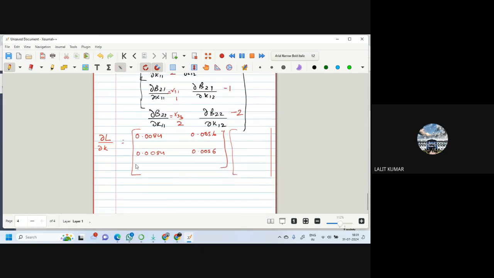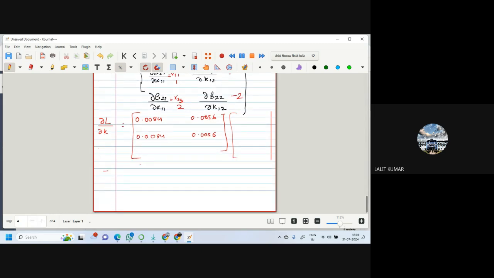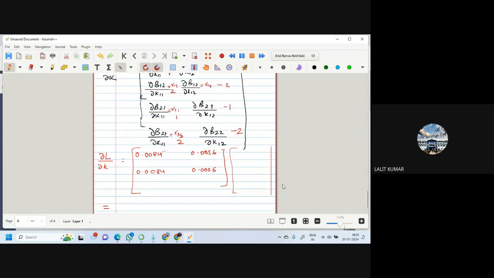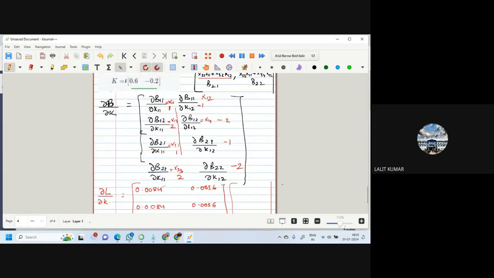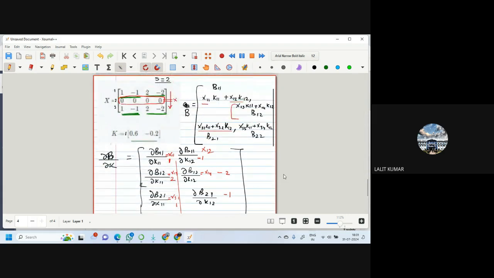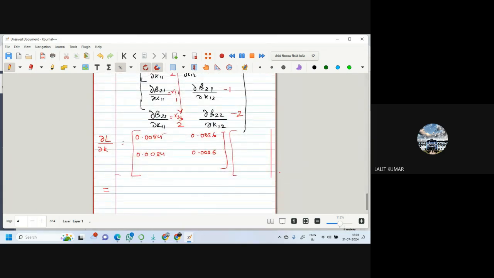Now what you do in this convolution: these numbers 1, 2, 3, 4, you multiply by this. So your first element will become 0.084 into 1 plus 0.056 into 2 plus 0.084 into 1 plus 0.056 into 2. So this again you got here.